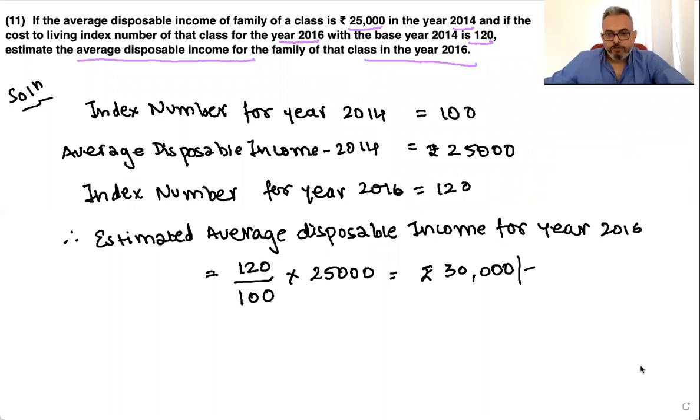Alternatively, you can also use this logic over here. I'll just do it over here. When my index was 100, income was 25,000. My index has become 120. What is the estimated income?